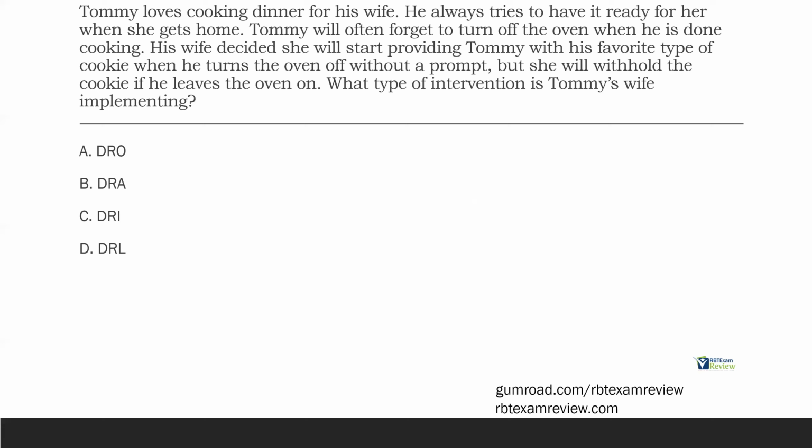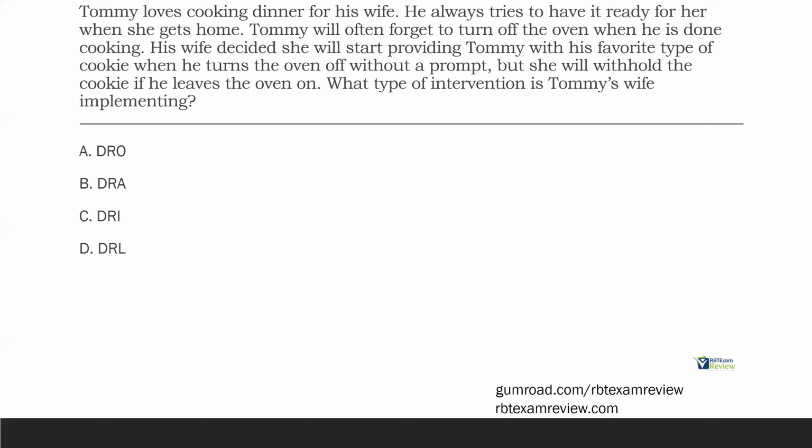So let's see. Tommy with his favorite type of cookie. His wife decided she will start providing Tommy with his favorite type of cookie when he turns the oven off without a prompt. So when Tommy does a behavior, he gets reinforced. It can't be DRO. DRO is the absence of behavior. So let's look at DRA and DRI because we're teaching obviously a replacement behavior. Extinction is leaving the oven on. Reinforcement is turning the oven off. Can you leave the oven on and turn the oven off at the same time? Are those compatible? No. So this has to be a DRI.